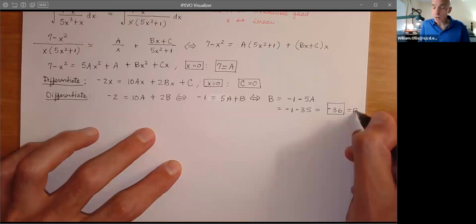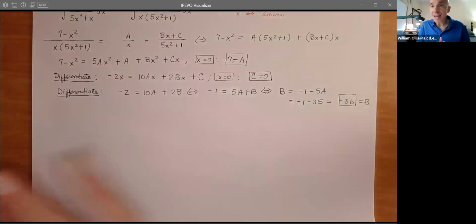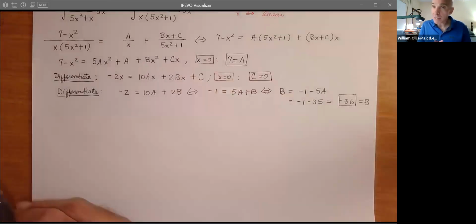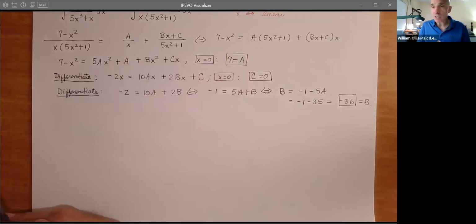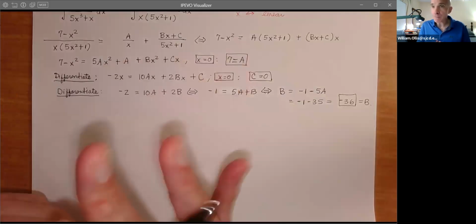This is the quickest way to get the coefficients. I defy you to find another way to do it quicker. This is easy, and you won't mess it up. You multiply everything out, compare coefficients, and you'll make five errors.